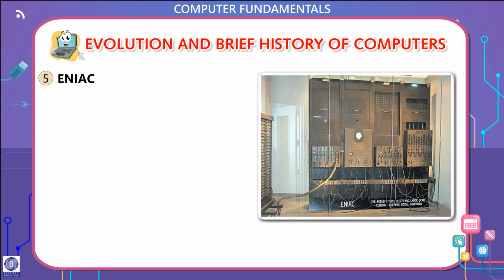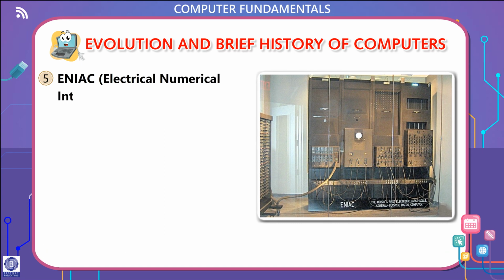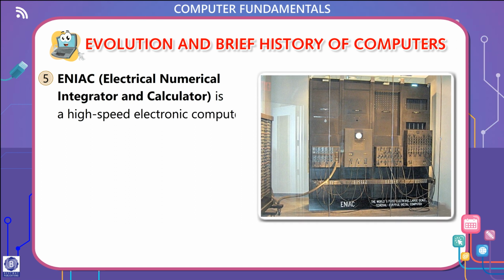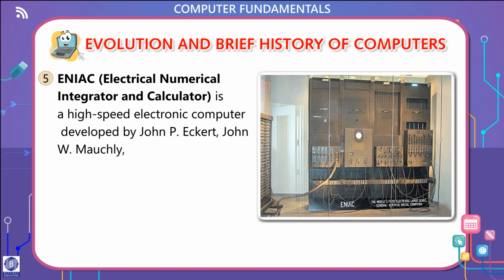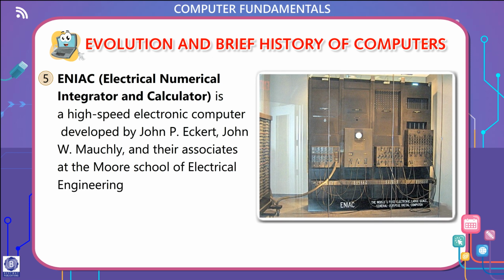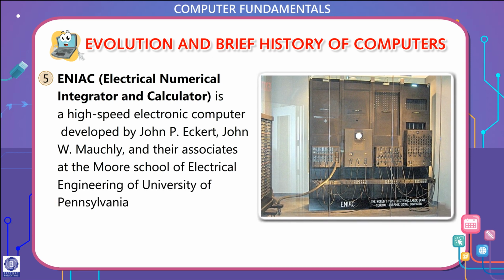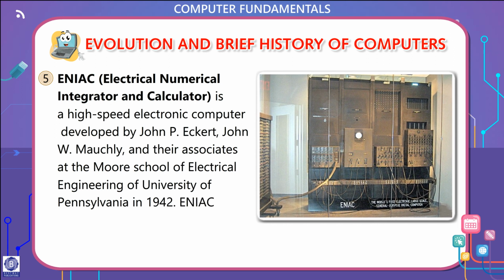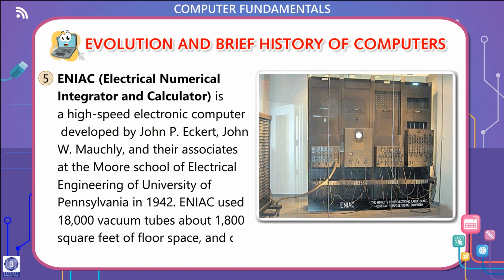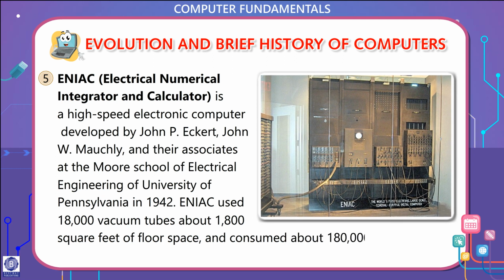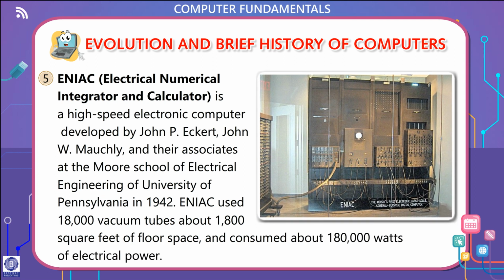Number 5. ENIAC, Electrical Numerical Integrator and Calculator, is a high-speed electronic computer developed by John P. Eckert, John W. Mauchly, and their associates at the Moore School of Electrical Engineering of the University of Pennsylvania in 1942. ENIAC used 18,000 vacuum tubes, about 1,800 square feet of floor space, and consumed about 180,000 watts of electrical power.